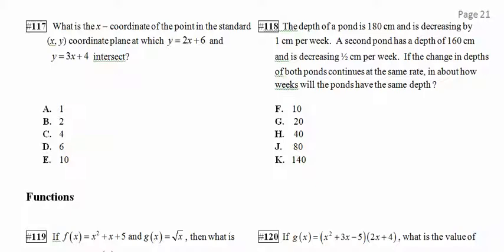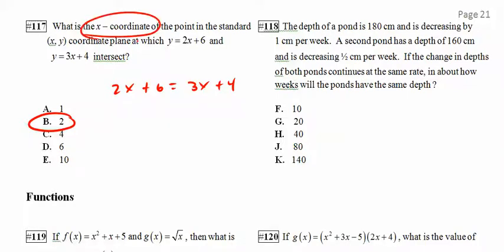What's the x-coordinate of the point? Same thing. 2x plus 6 equals 3x plus 4. This is called substitution, where I set the y's equal. Eliminate, and you'll find that x equals 2. Make sure you read what is the x-coordinate. They might ask for something else, like the previous one. They asked for x times y, and so on and so on.